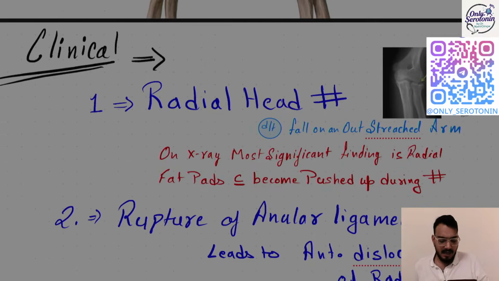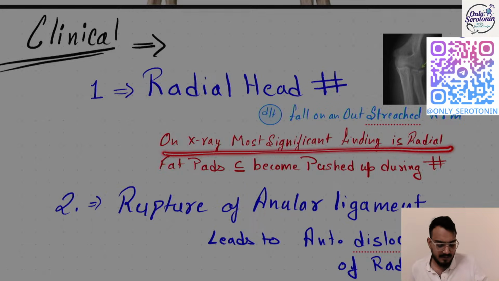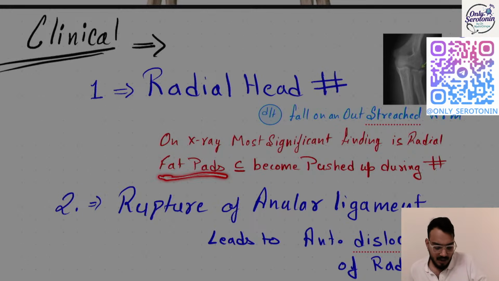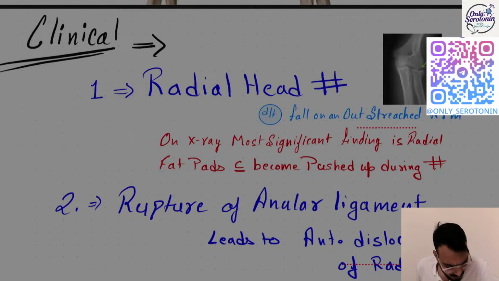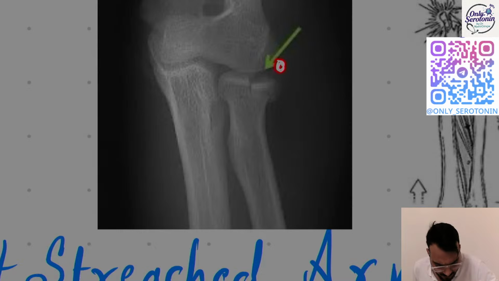Now we are having radial head fracture. Radial head fracture will happen due to a fall on an outstretched hand. On x-ray, the most significant finding you can get for the radial fracture, what is it, guys? You are going to find the fat pads which become pushed up by the fracture. Can you see, guys, here I am having the fat pads which are pushed because of the fracture, right?